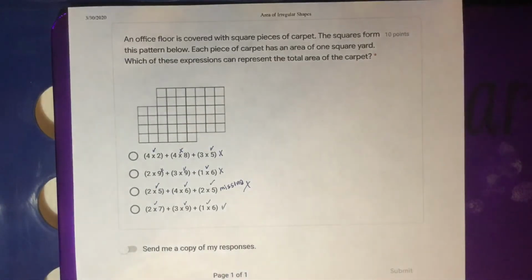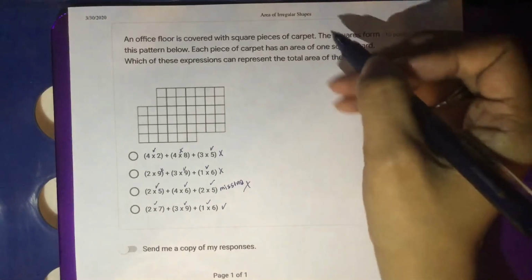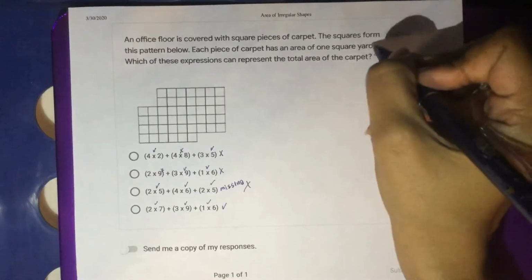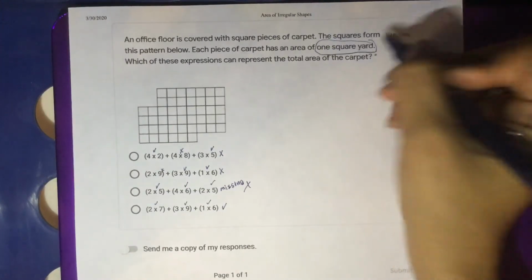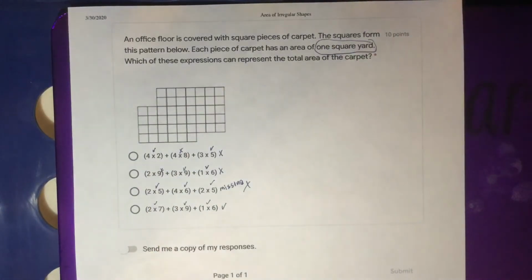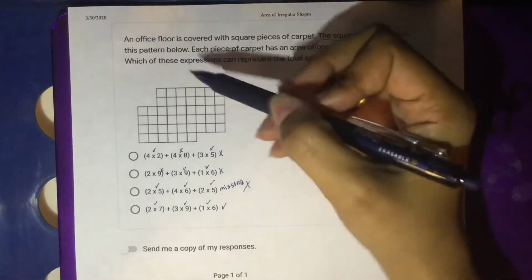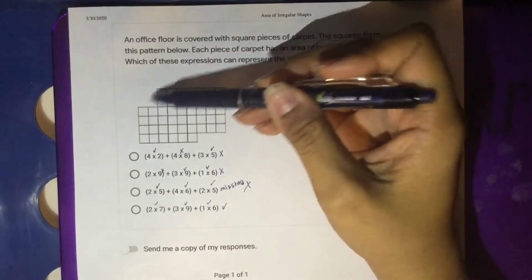But I'm going to show you another way that you could have done your problem also. When we looked at this problem, it said that each piece was 1 square yard. Now, we were lucky that this one actually had a grid on it, so we could count them. So if we count them, we can start up here.